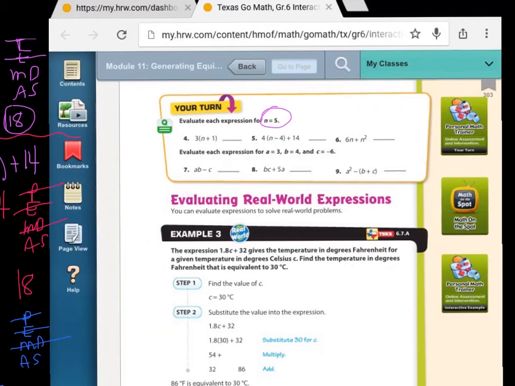Okay, A squared minus B plus C. I'm going to take out the A and put a 3. So it's 3 squared minus, take out the B and put a 4, plus, I'm going to take out the C and put a -6. Okay, now please excuse my dear Aunt Sally.